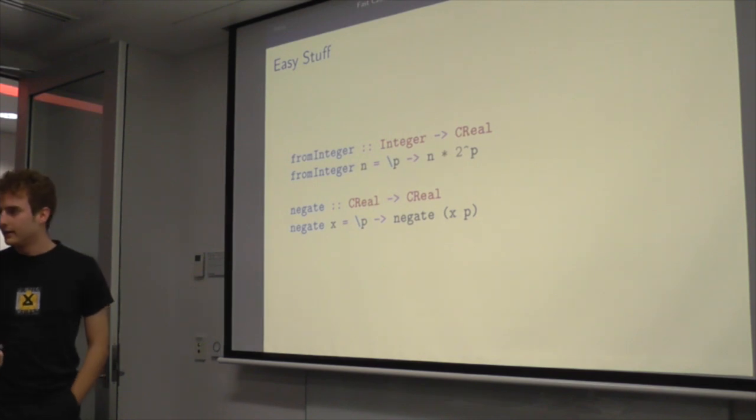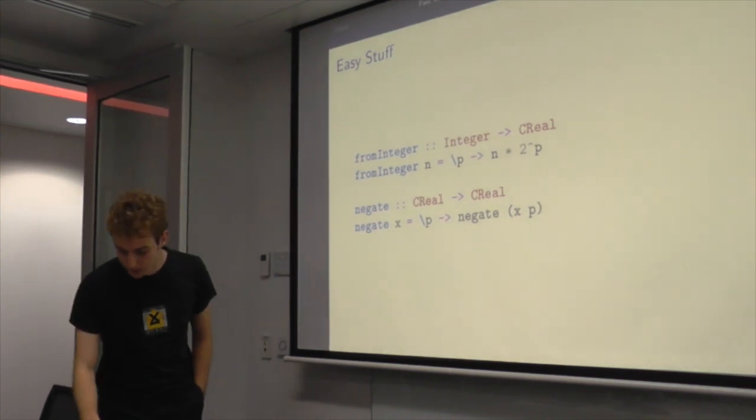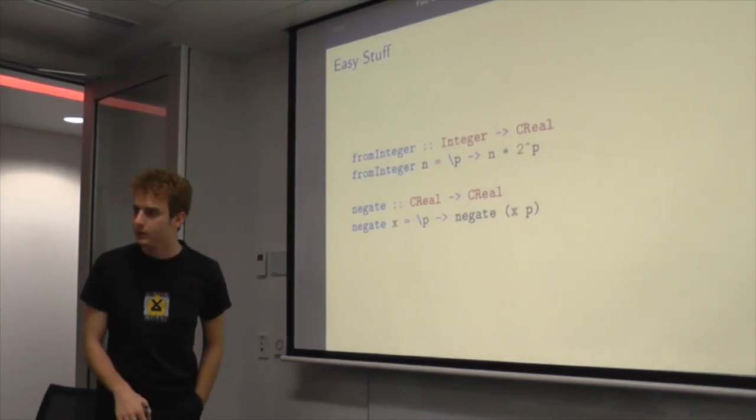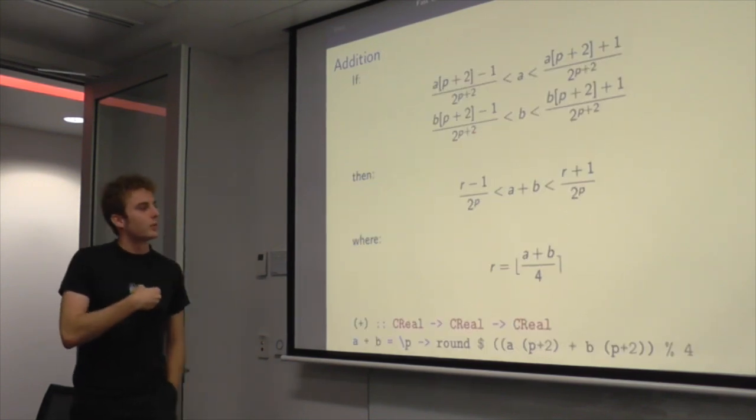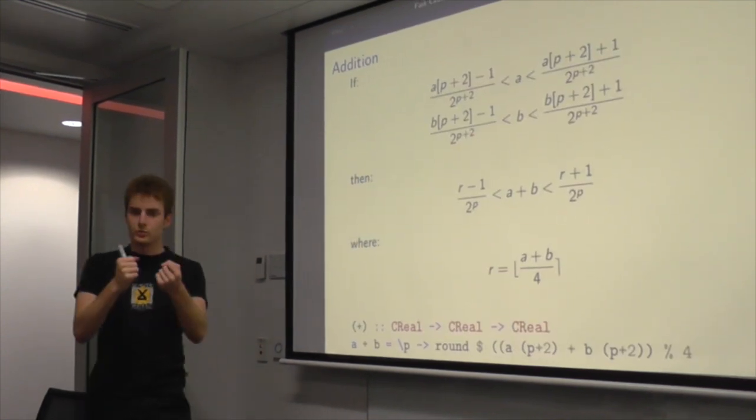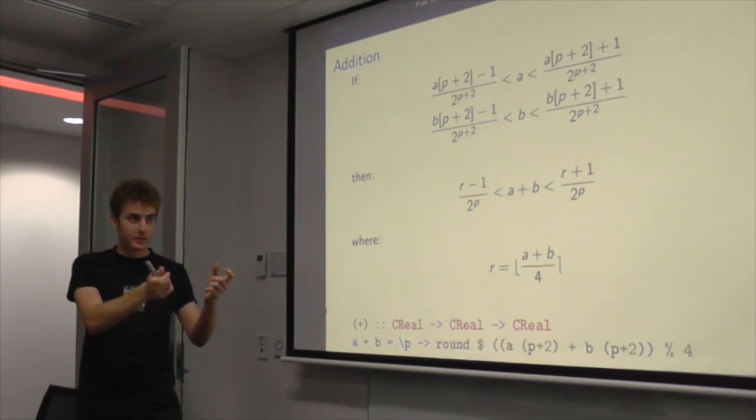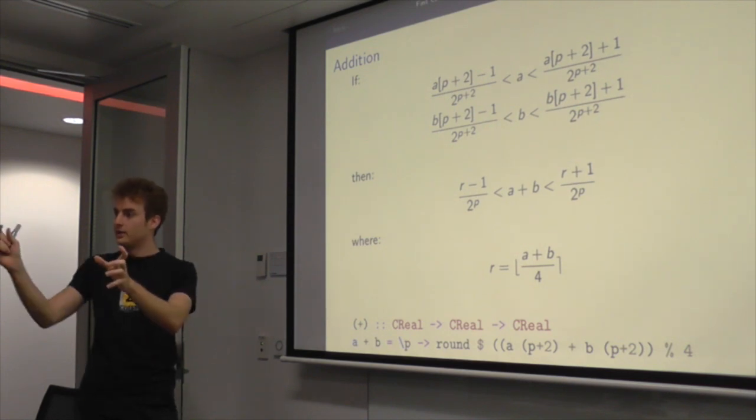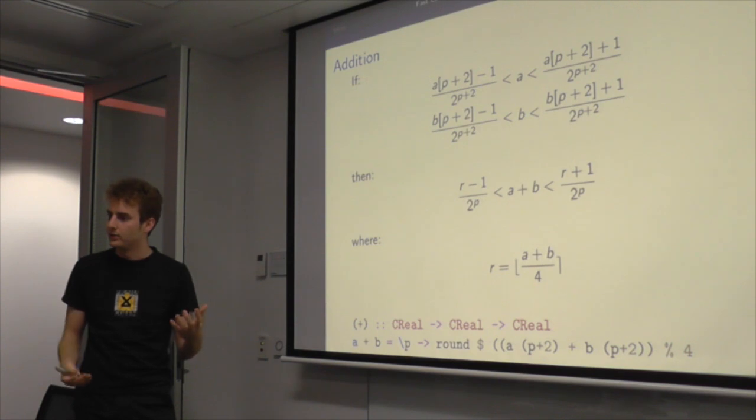So now slightly harder is doing arithmetic. So addition, subtraction, and stuff like that. So I'll just have a look at one of them. And then if you're interested, you can look at the source for other ones later on. So with addition, what we can't do is we can't just take the two approximations at accuracy p and add them together. Because a and b are within epsilon of the true value, doesn't mean that a plus b is going to be within epsilon. It would be within 2 epsilon, which isn't sort of enough accuracy.